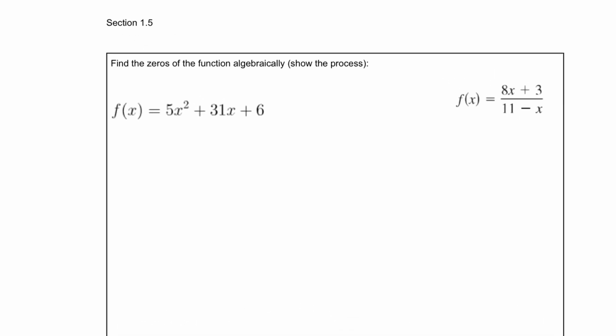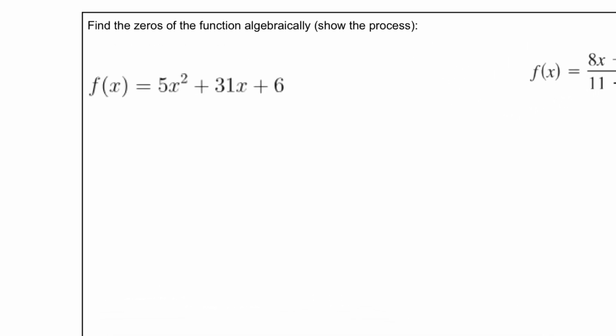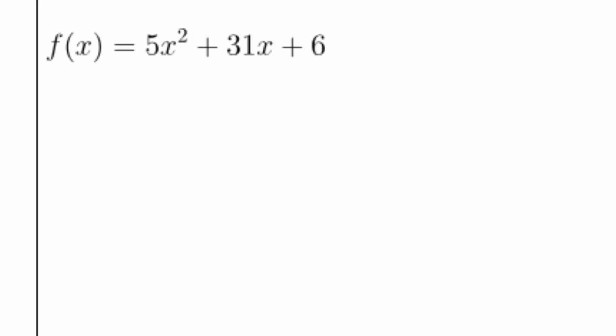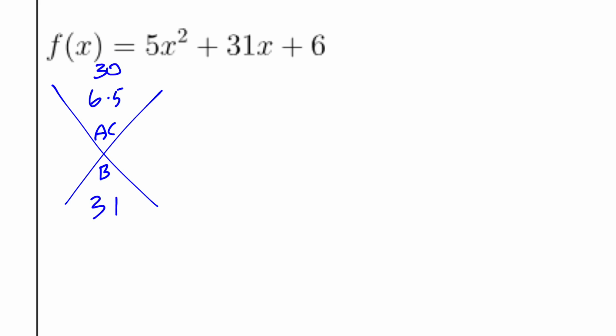For 1.5, we're going to find the zeros of the function algebraically. So we can start off by using our x method, ac on top and b on bottom. So this is 6 times 5, or 30 goes on top, and the 31 goes on bottom. We're trying to find two numbers that multiply to give us 30 and add to give us 31. And those two numbers are 30 and 1. 30 plus 1 is 31, 30 times 1 is 30.